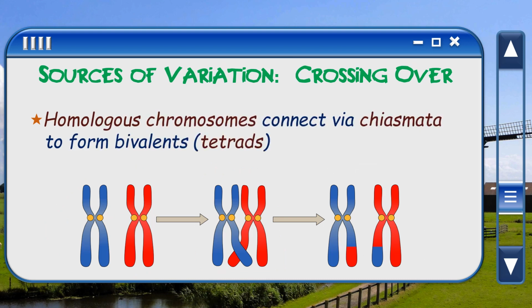Secondly, homologous chromosomes connect via the chiasmata to form a bivalent, or tetrad. They connect at the chiasmata, where we are causing the crossing over. They form a bivalent tetrad, four chromatids connected together.